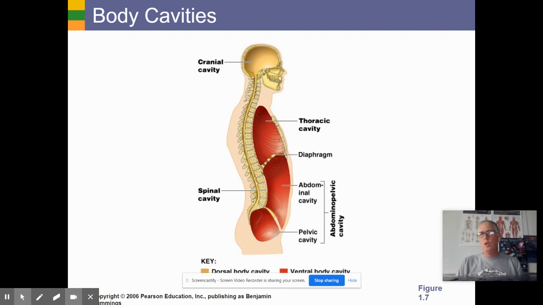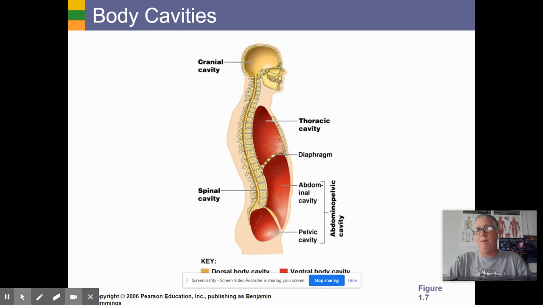Here are your two body cavities. I have a ventral body cavity and a dorsal body cavity. My dorsal body cavity contains viscera. I have my head, or cranial, and my backbone, or spinal, cavities. My cranial cavity contains my brain. My spinal cavity contains my spinal cord.